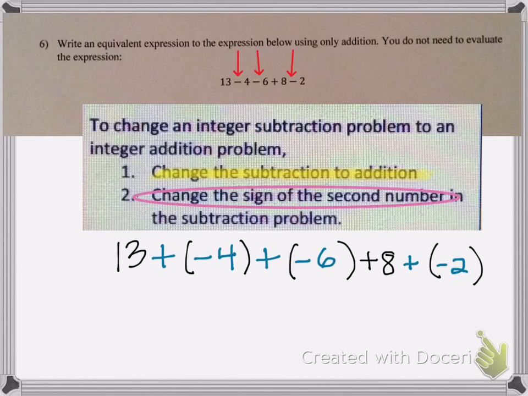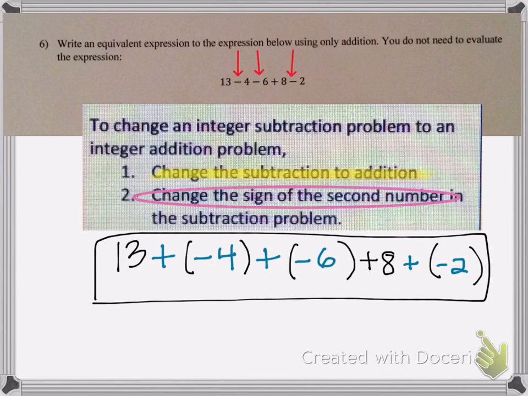So if you go from left to right in the original expression, because it's just adding and subtracting, you would go left to right. It would equal 9. Now, if you look below in our final answer, and if you were to add up all those positive and negative numbers, you still get 9. So we know that we've created an equivalent expression using only addition.